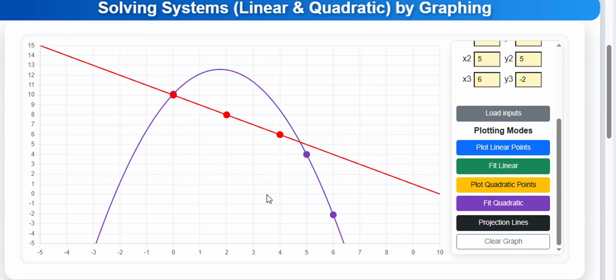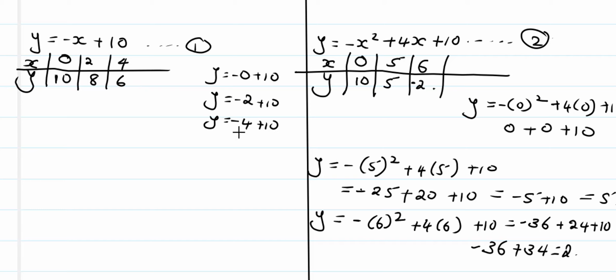As you know, these two intersect at 2 points. This linear line cuts the curve at two points. So we need to read the points where they cut this quadratic curve. The first point is at 0 on the x, then 10 on the y. So the first solution is when x is 0, y is 10. That's the first coordinate, (0, 10).